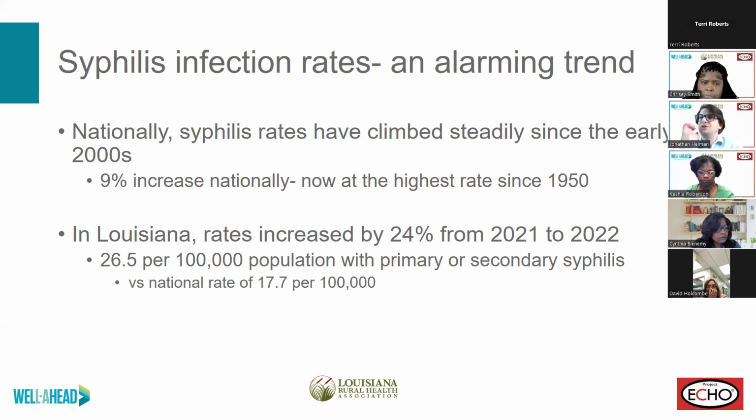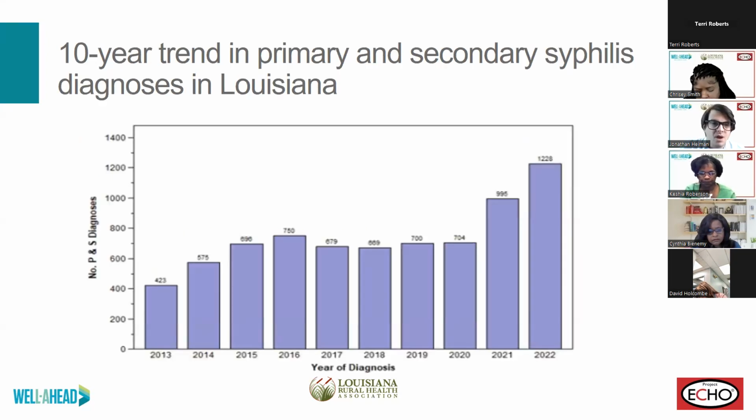So much so that last year, the U.S. Department of Health and Human Services set up a national task force to focus on the regions with the highest burden of syphilis, and Louisiana is one of those 14 states identified. Next slide, please. Okay, and this is just a graphic representation of the same, showing the steadily increasing rates, in particular in the last few years. Next slide, please.